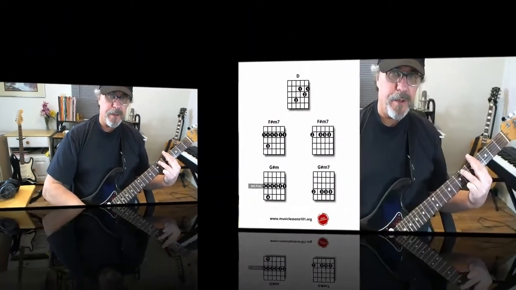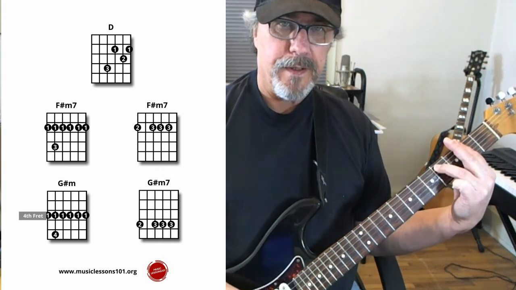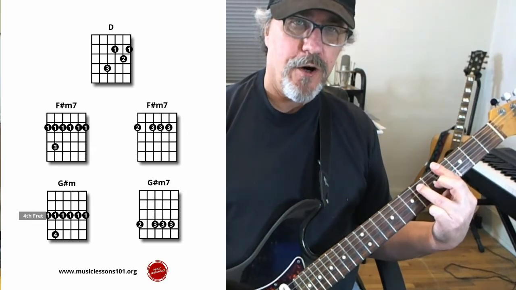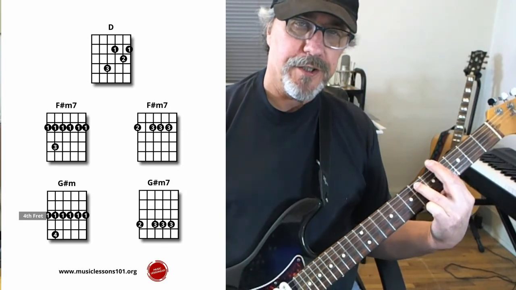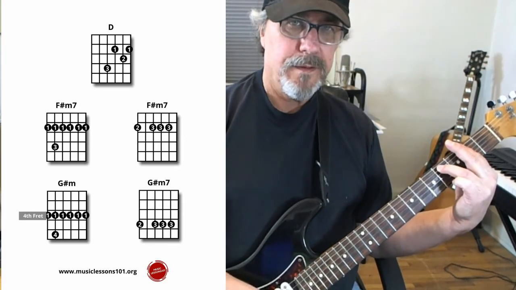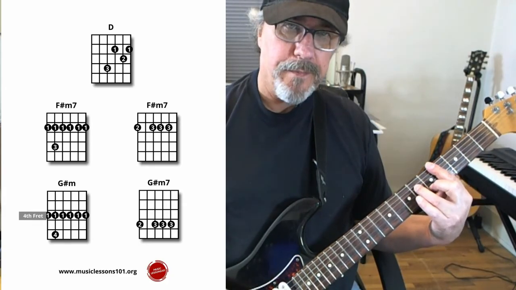Okay, so you pretty much have to be able to do your bar chords to do this song. And this is just a G sharp. Here's your G sharp right here, and this is just a minor seventh. Okay, and then it's going to go to a C sharp minor.